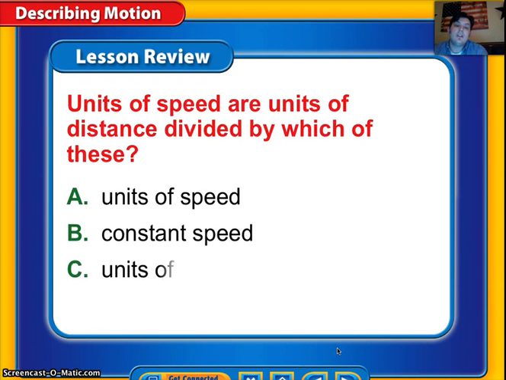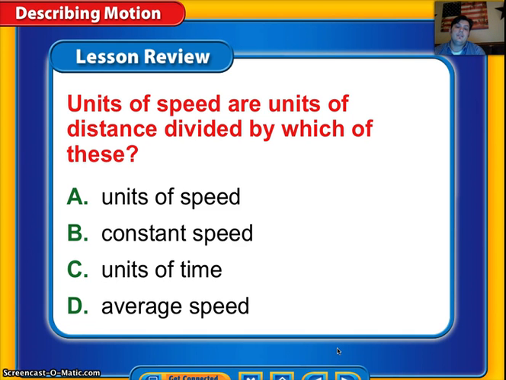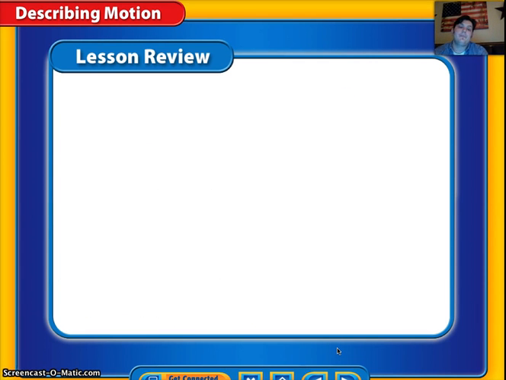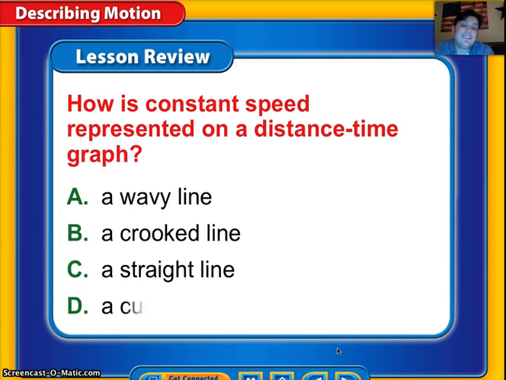The units of speed are units divided by which of these? Okay. Units of speed, constant speed, units of time, or average speed. If you said time, you were right. It is distance divided by time. How is constant speed represented on a distance time graph? Is it a wavy line, a crooked line, a straight line, or a curved line? If you said a straight line, you had it right.